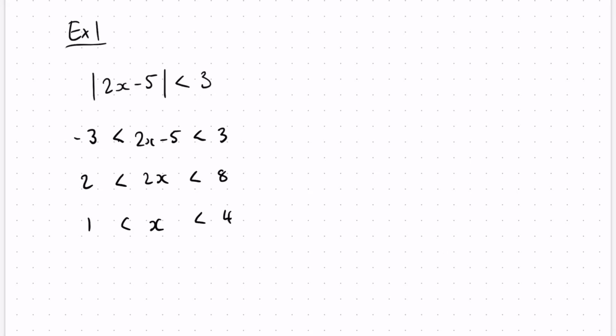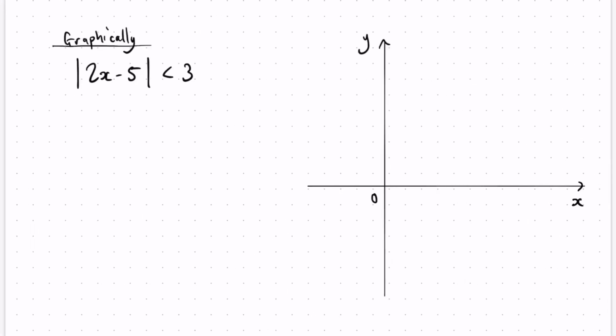Let's have a look at how this would look graphically. It's not necessarily going to be easier graphically, but some questions later on may be easier graphically, so it's worth still paying attention. So, how would I do this graphically? Well, I'm going to graph the equations y equals modulus 2x minus 5, and y is equal to 3, and then look at the points of intercept to help me work out this inequality.